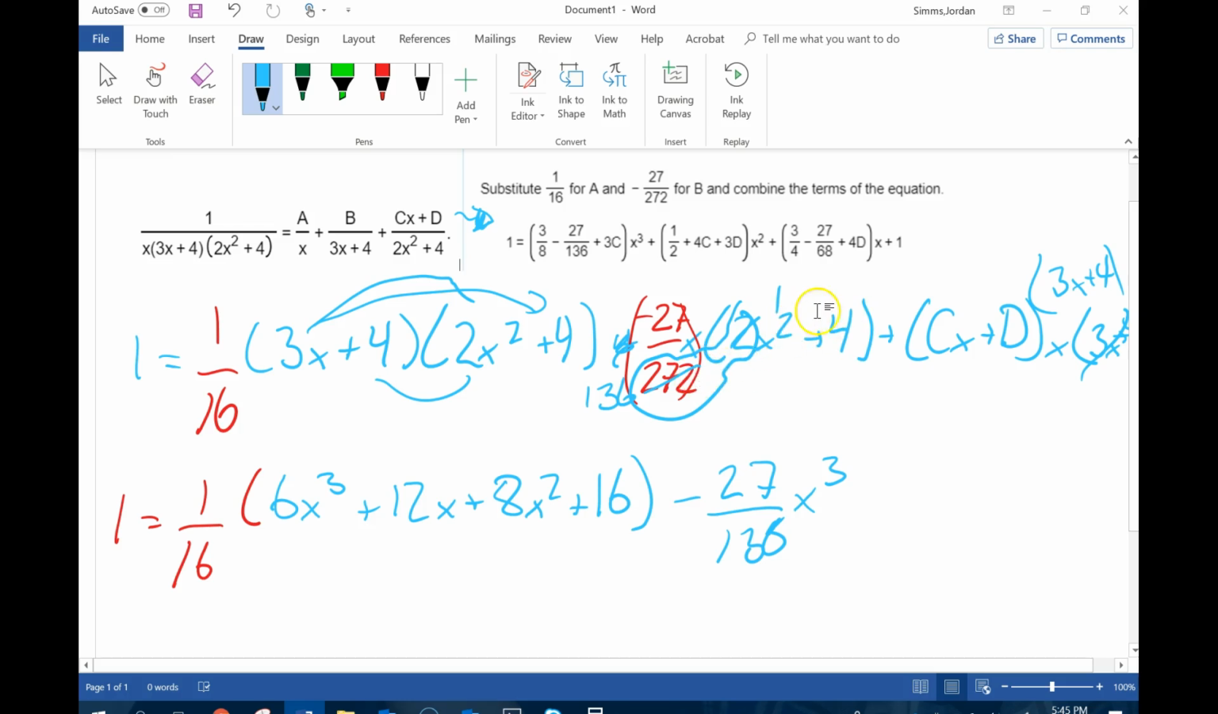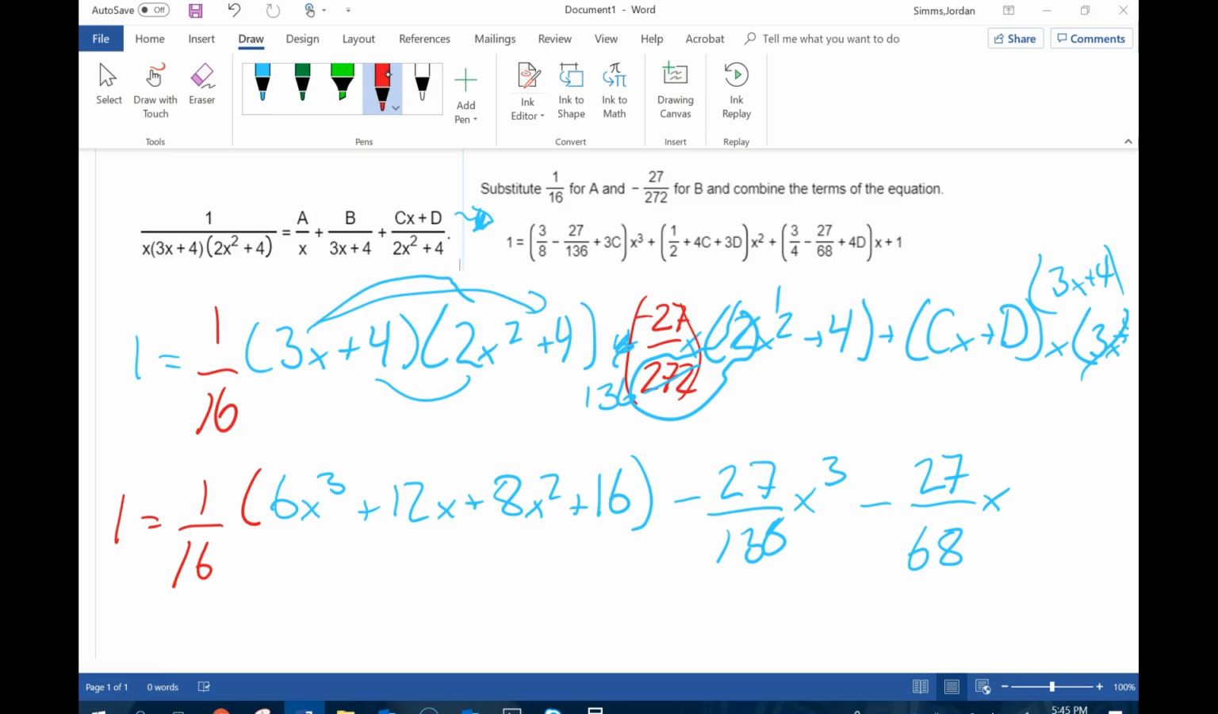Same thing with the 4 now. Let me do that out. 4 divided by 4 is 1. 272 divided by 4 is 68. So this is going to be minus something over 68. Remember, this is now a 1, so that's going to be a negative 27. And we had an x there as well, so that's going to be our x term. Okay? So that's that for now.